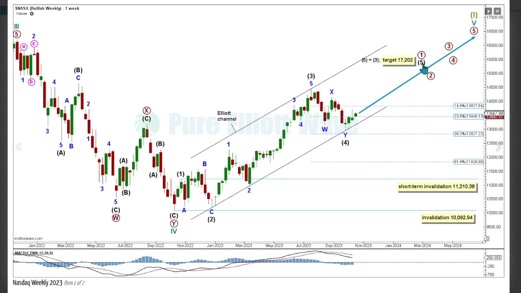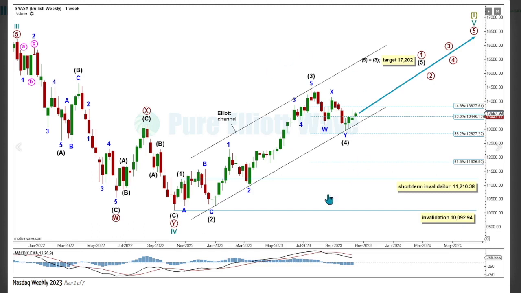Within cycle wave 5, intermediate wave 4 within primary wave 1 is labeled complete at this low, subdividing well as a complete double zigzag. If intermediate wave 4 does continue any lower, it cannot move into intermediate wave 1 price territory at 11210.38. Below that, no second wave corrective movement within cycle wave 5 can move below its start at 10092.94.